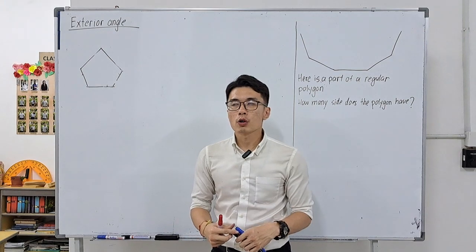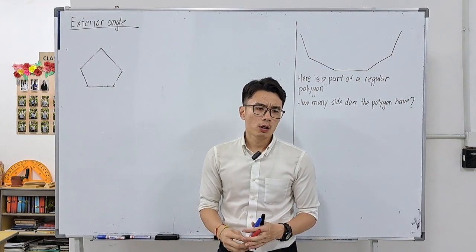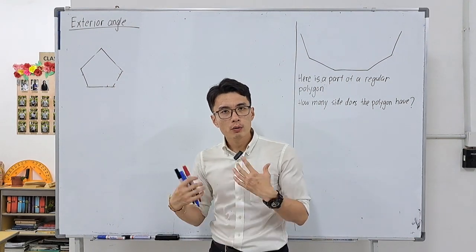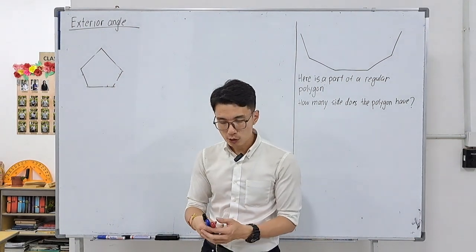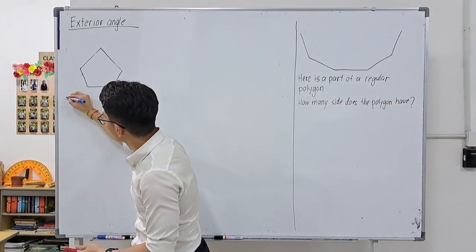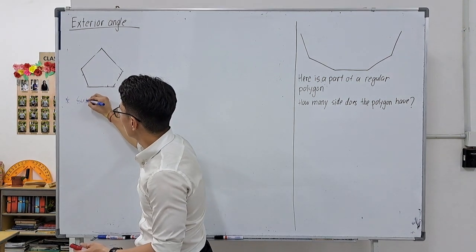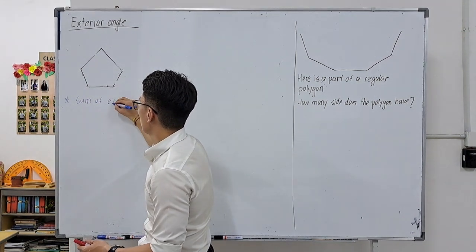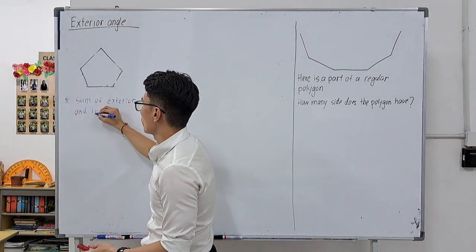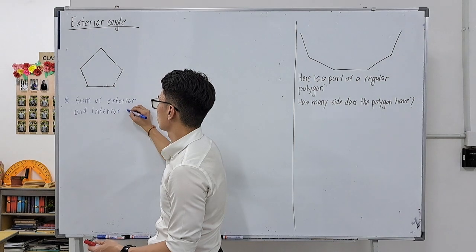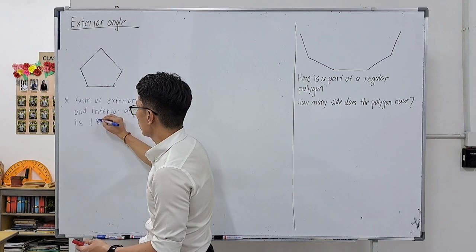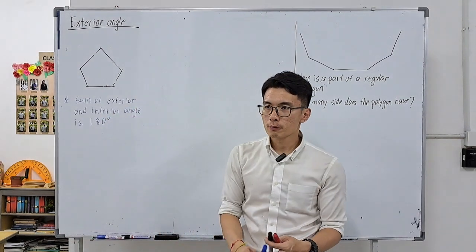Okay, so we are going to talk about exterior angle over here. What's the relationship between exterior and interior angle? They will add up to 180 degree. So I will make a note over here first. I will say sum of exterior and interior angle is 180 degree. Alright?